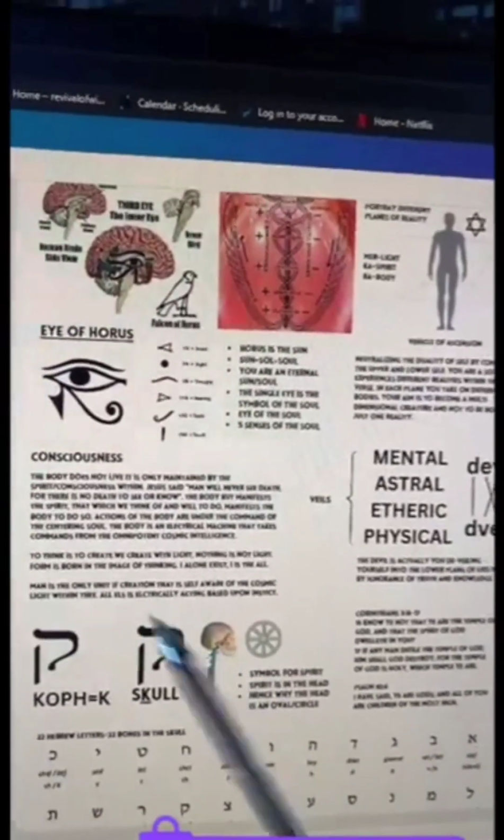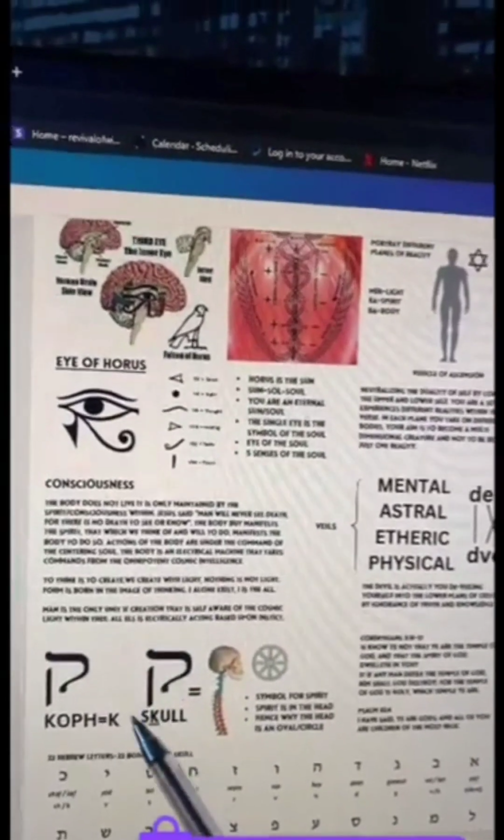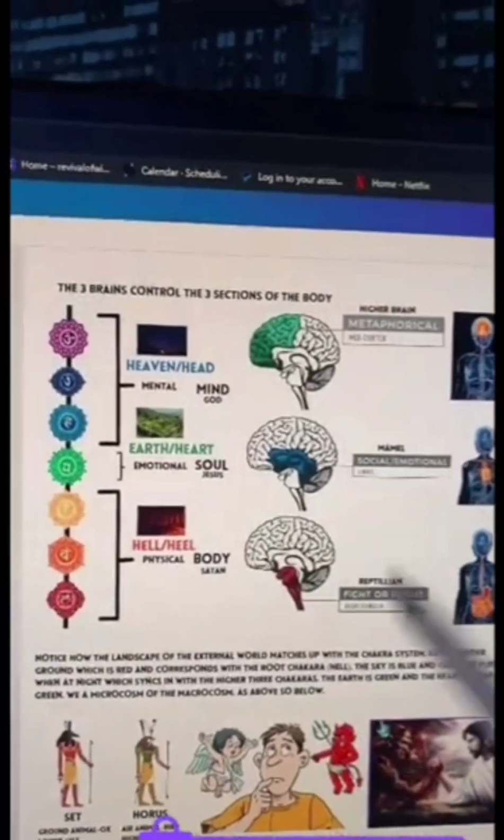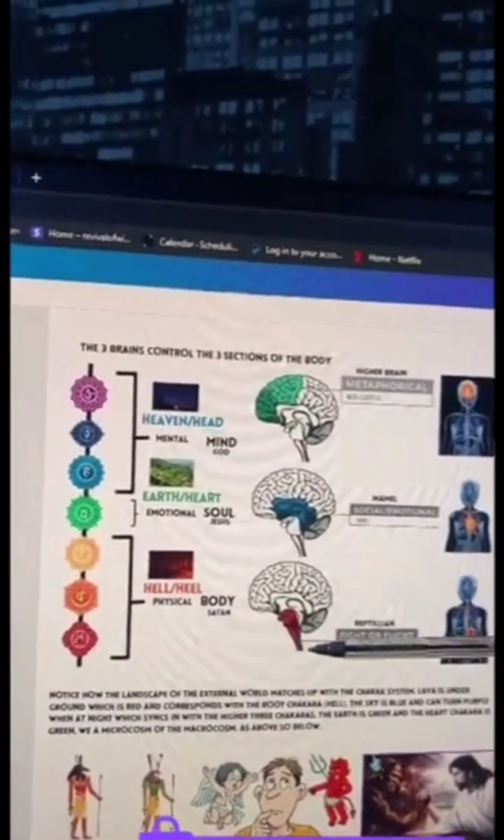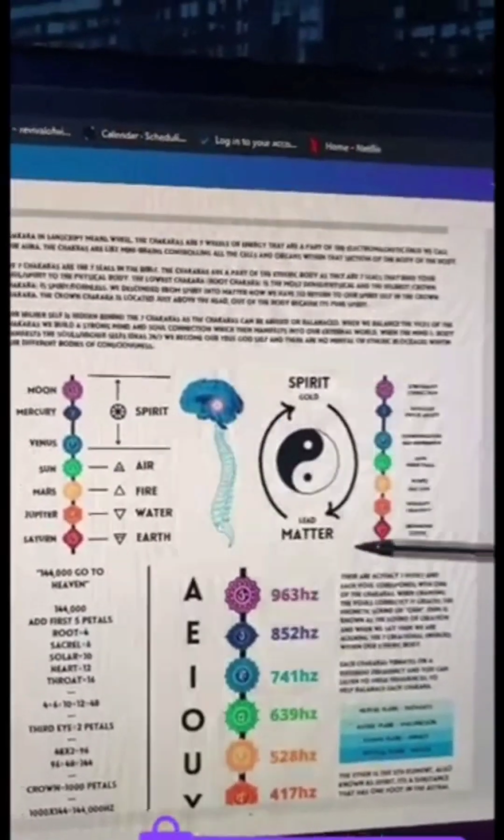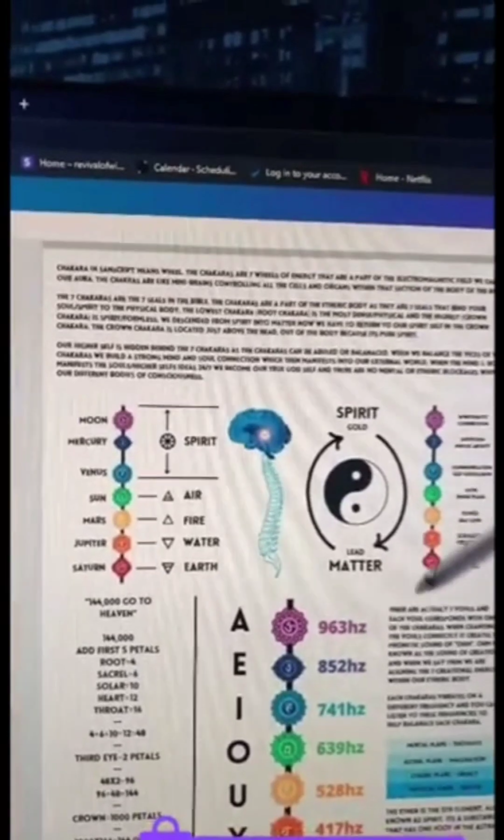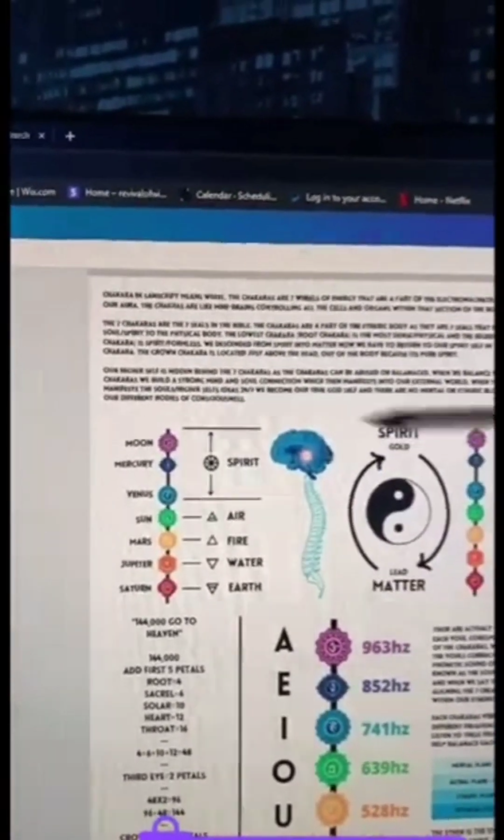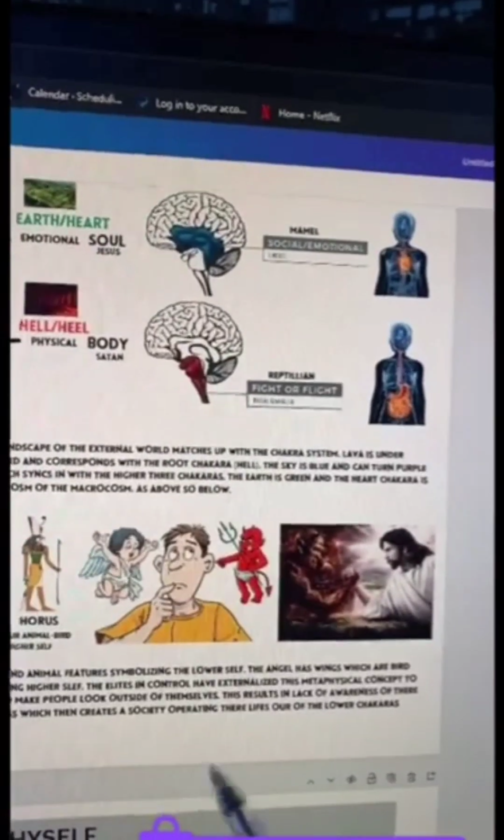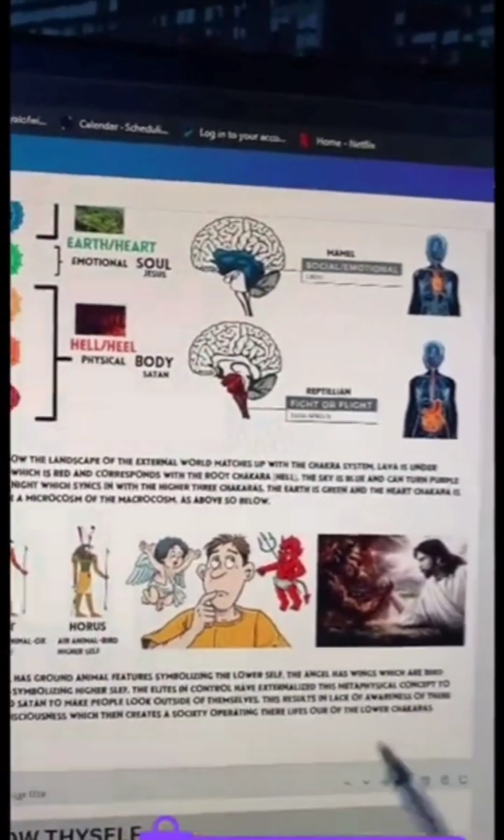The body does not live. It is only maintained by the consciousness that is within it. And this consciousness is either operating in hell or heaven, depending on the 3 brains that you use dominantly. You descended from spirit into matter. Now you need to go back up to your true spirit form and move up the stairway to heaven, which is your spine. They've externalized it and turned it into a religion to hide the true power of yourself.